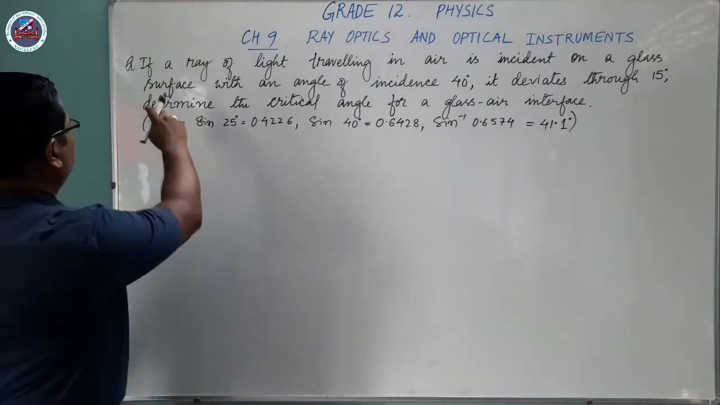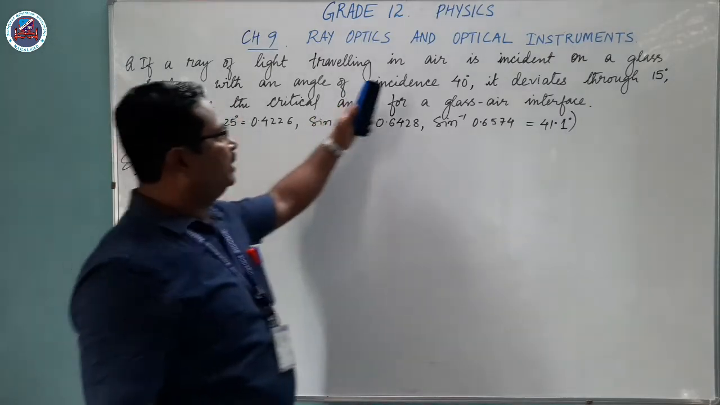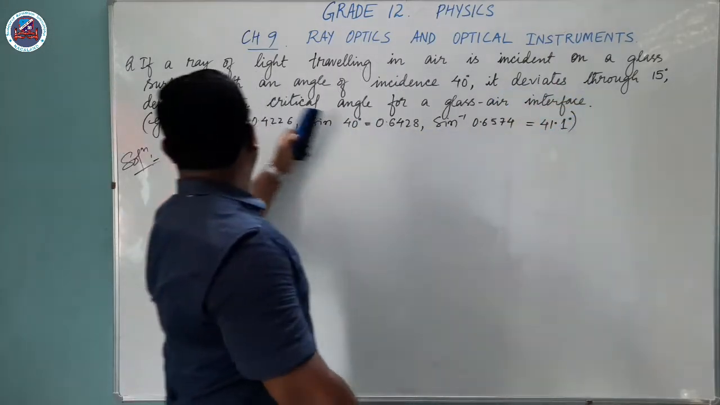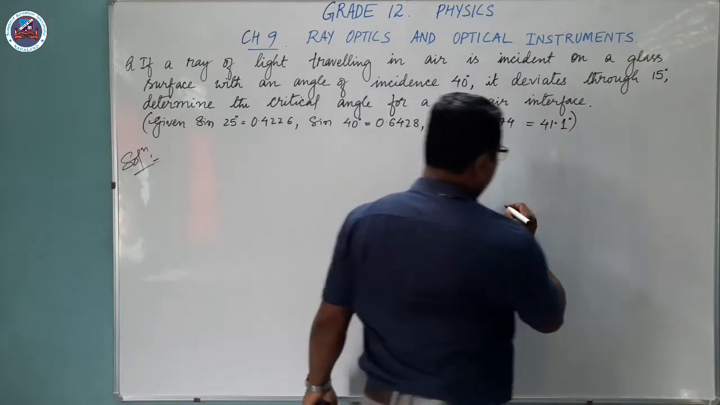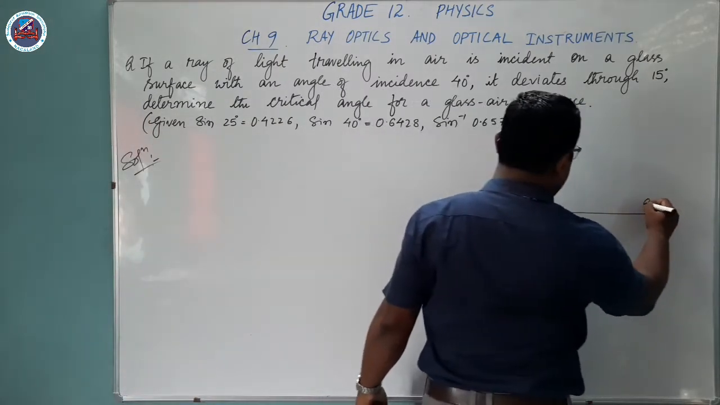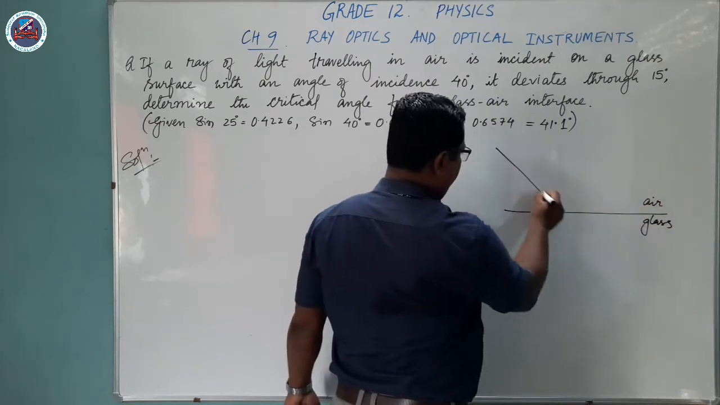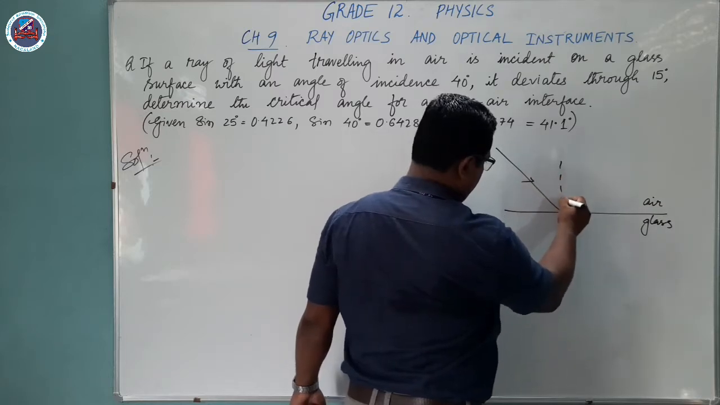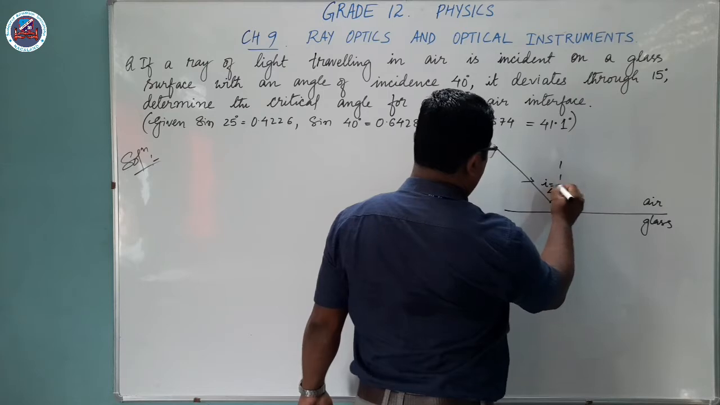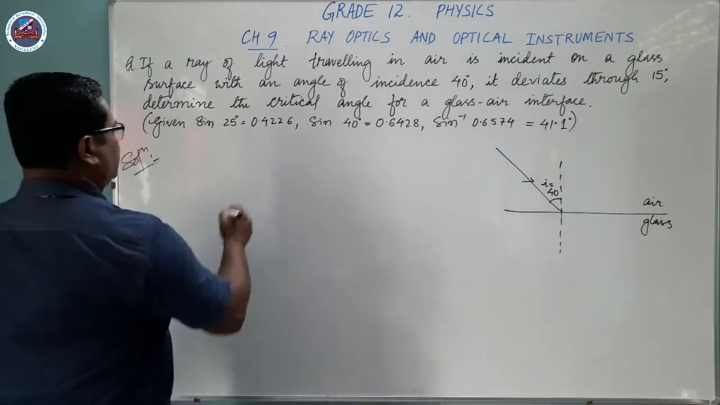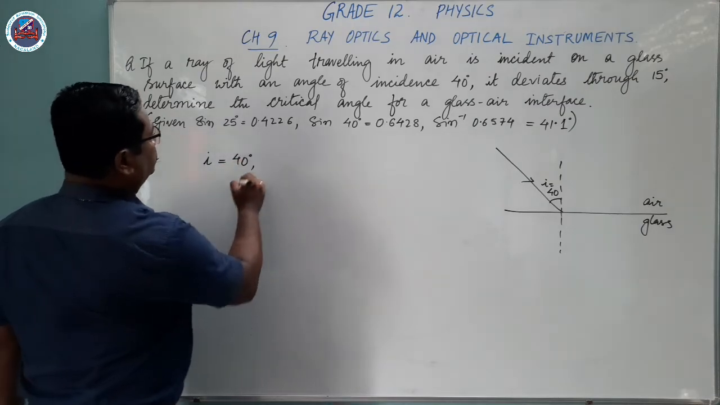Let us solve this question. If a ray of light traveling in air is incident on a glass surface with an angle of incidence 40 degrees, the question is given like this. This is air, this is glass. If a ray of light is incident at an angle of 40 degree, the angle of incidence here is 40 degree. So let us write down angle of incidence I is equal to 40 degree.